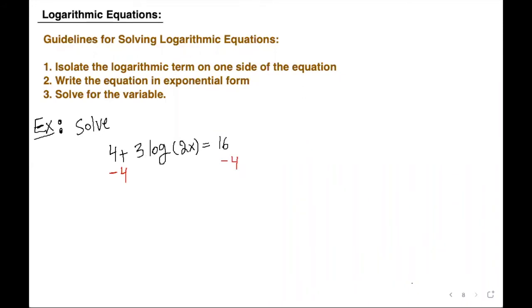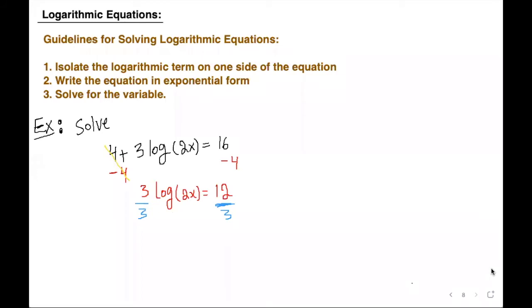When I subtract the 4, I cancel the 4 from this side. Now I get 3 log 2x equals 16 minus 4, which is 12. Now what's the next step? I need just the logarithm on this side. Divide by 3.